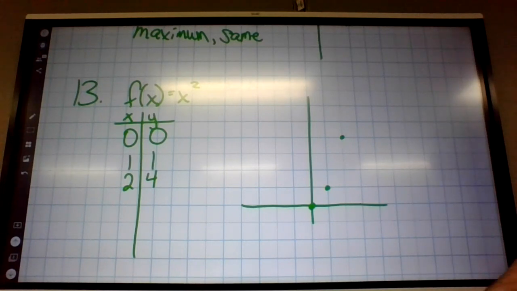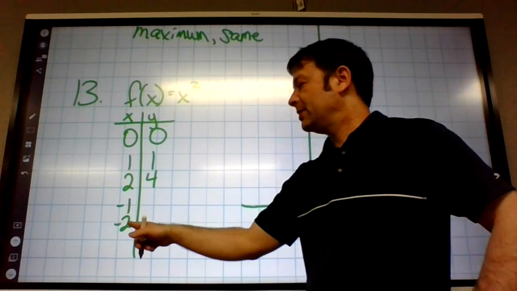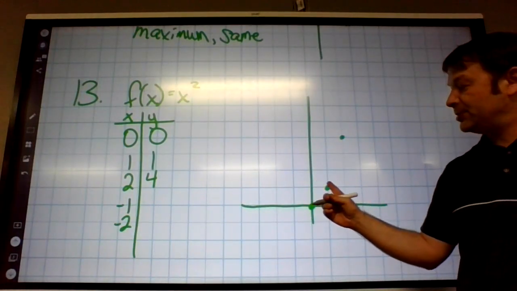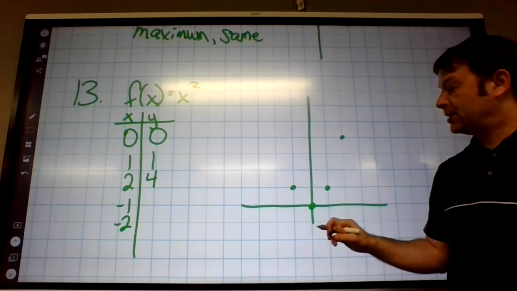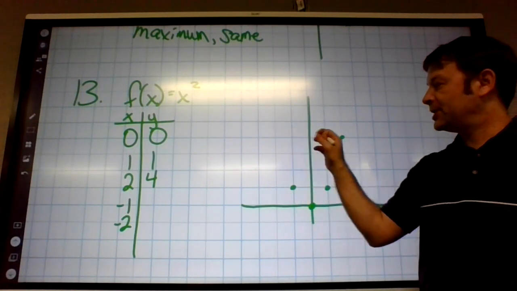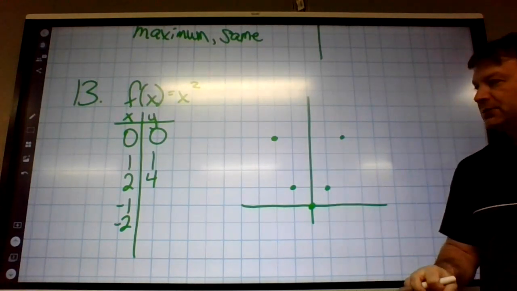Right. So instead of plugging in like -1 and -2, you could do that. I'm just going to use symmetry here. Just mirror this point over. It's right there. Mirror this point over 2 steps away from the y-axis, and it's right there.